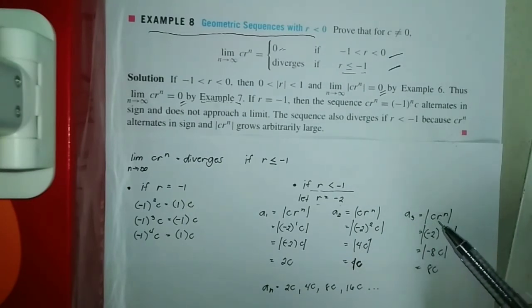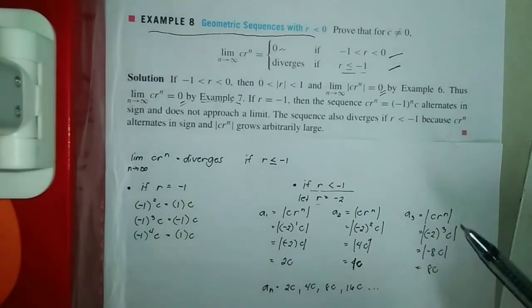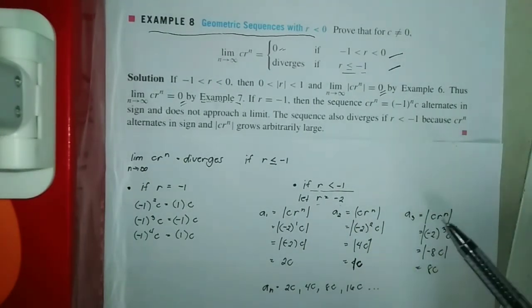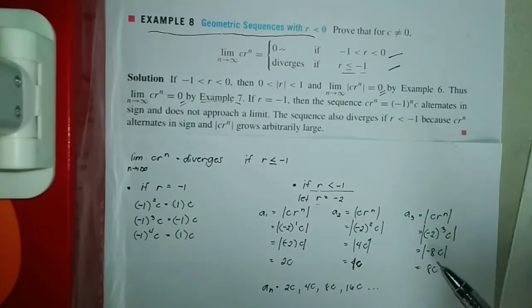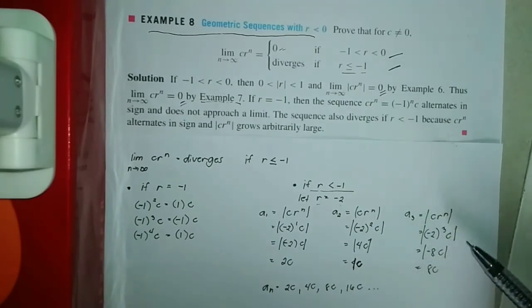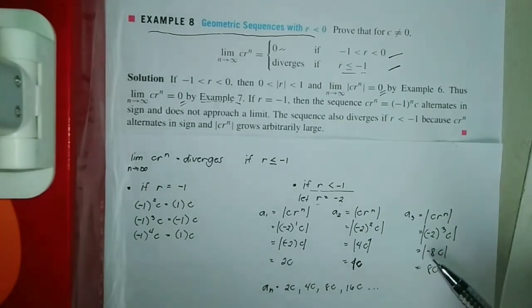A sub 3 is equal to the absolute value of c r raised to n. When we substitute the values of r and n, it is equal to the absolute value of -2 raised to 3 times c, and -2 raised to 3 is equal to -8, so it is equal to the absolute value of -8c, and the absolute value of -8c is equal to 8c. So the geometric sequence is 2c, 4c, 8c, 16c, and so on and so forth.